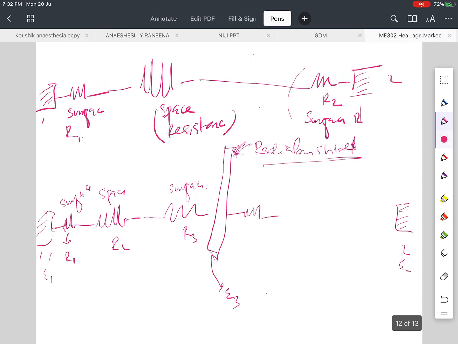Again, on this side also we will have a surface resistance. R4 will be surface, then there will be space, then again there will be surface. So R5 will be space, R6 will be surface. So like this it will keep going on.